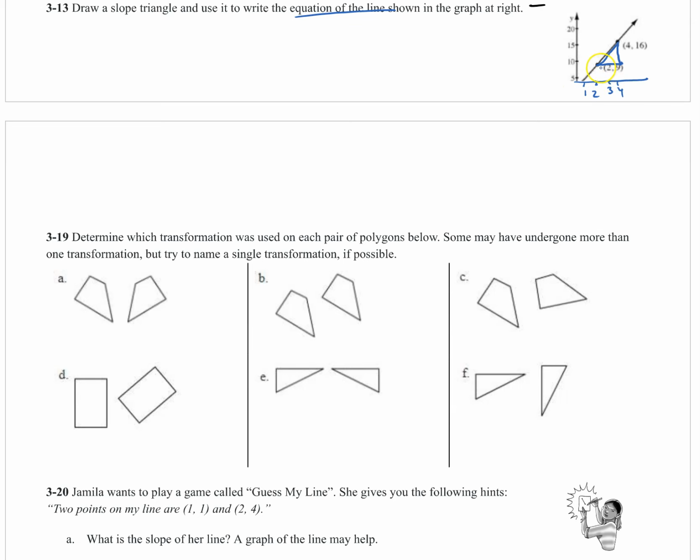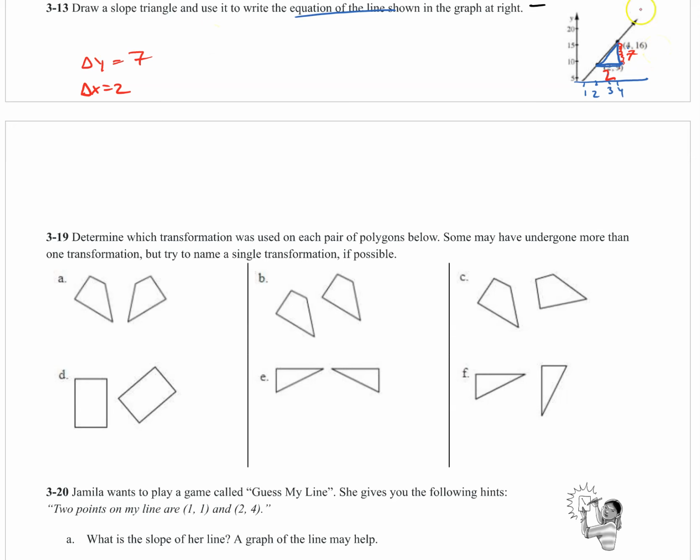Okay, so on the x-axis, this triangle goes from an x-coordinate of 2 to an x-coordinate of 4. So the change in x is actually just 2 for this slope triangle. And in the meantime, y is going from 9 to 16. So y goes up 10, 11, 12, 13, 14, 15, 16. That is a change of 7 units. So delta y equals 7.